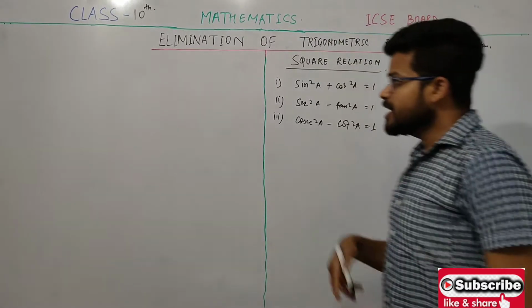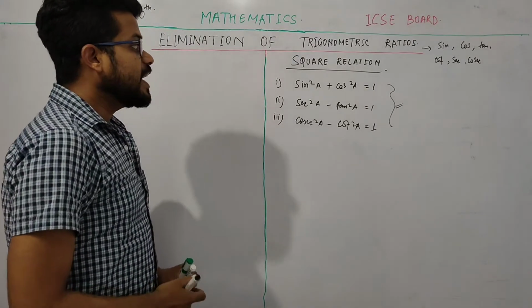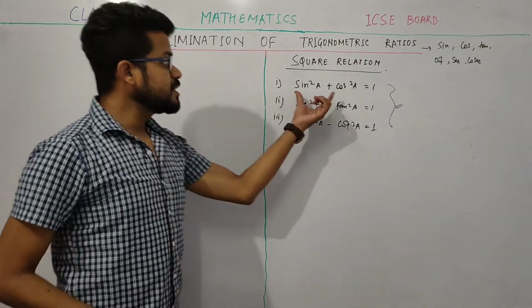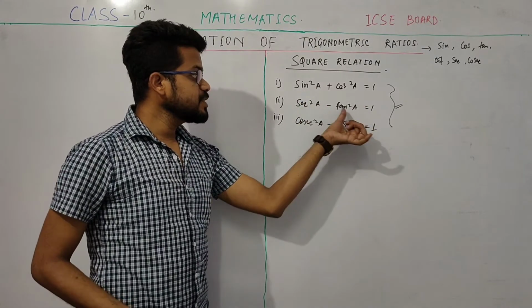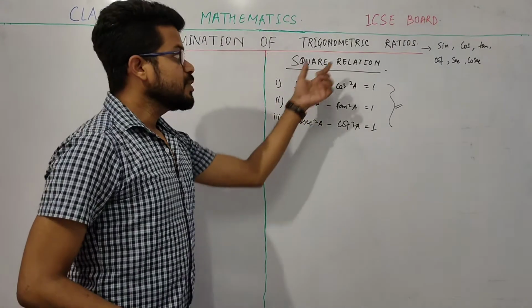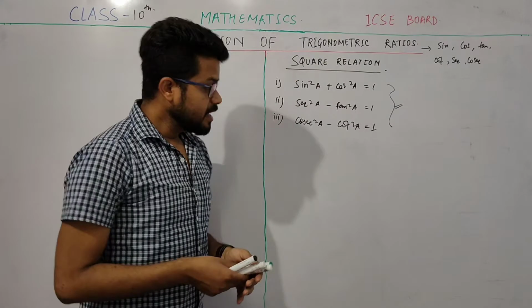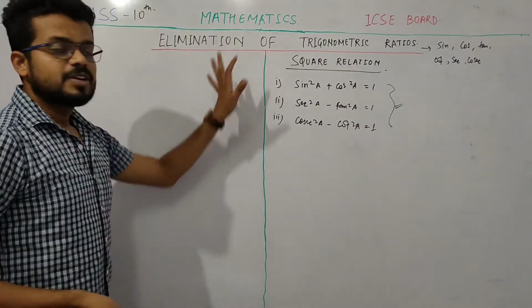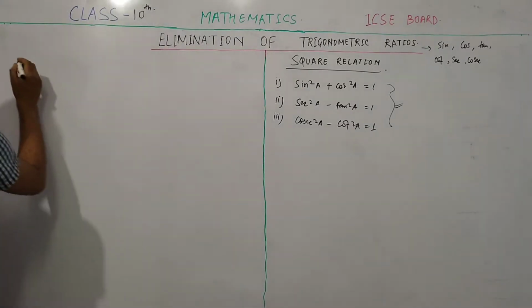So whenever you get a question, try to convert it into this form: either sine square cos square, sec square tan square, or cosec square cot square, whatever the trigonometric ratio is there. We can easily learn this topic through an example. So I'll take the first example here.